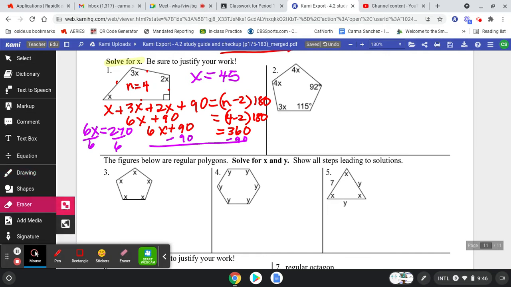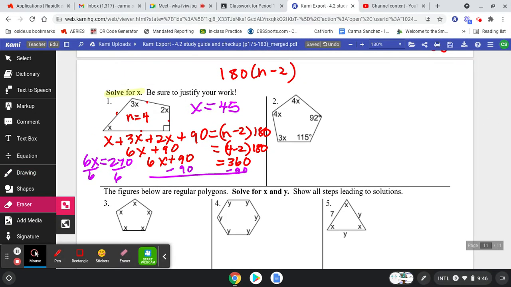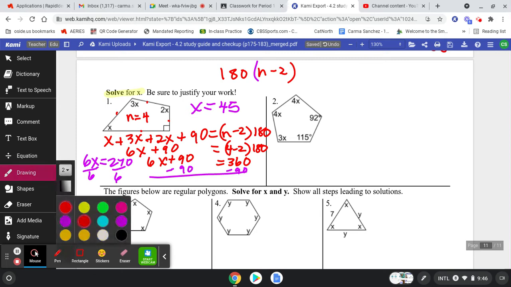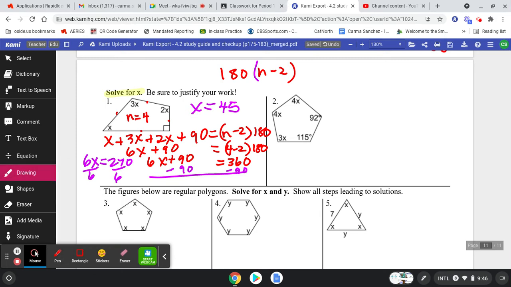So basically that's what we're doing on this worksheet. We're using this sum of the interior angles formula, and we're adding everything up and equaling it to the number of degrees inside. So do you want to pause the video and try a few of these? Let's see how we do. So this time it's 4x plus 4x plus 92 plus 115 plus 3x. That's all the interior angles.